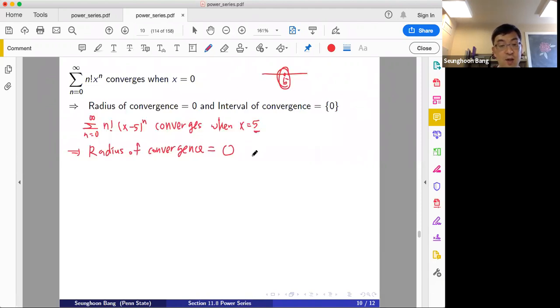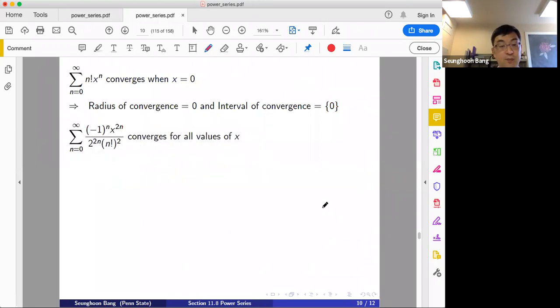What is the interval of convergence? Could you write your answer on the chat board? Yes, the center, 5. You can use set notation. So the radius of convergence is 0, and the interval of convergence is just the point 5. This is the idea.